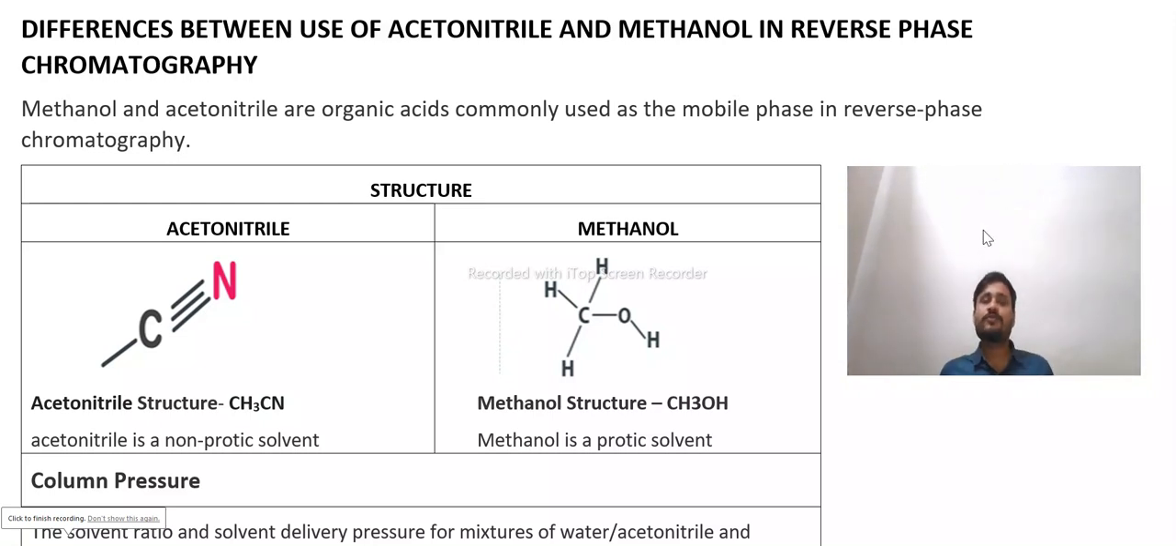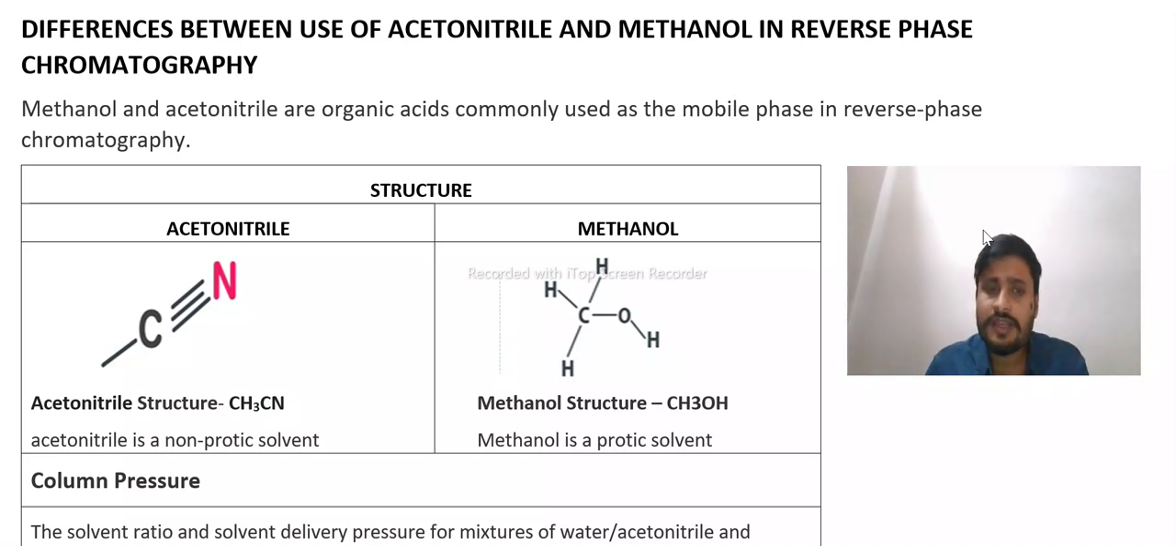And today's topic is differences between the use of acetonitrile and methanol in reverse phase chromatography. Okay, so as we all know, methanol and acetonitrile are the organic solvents commonly used as a mobile phase in reverse phase chromatography. So now we are going to discuss the differences between acetonitrile and methanol.